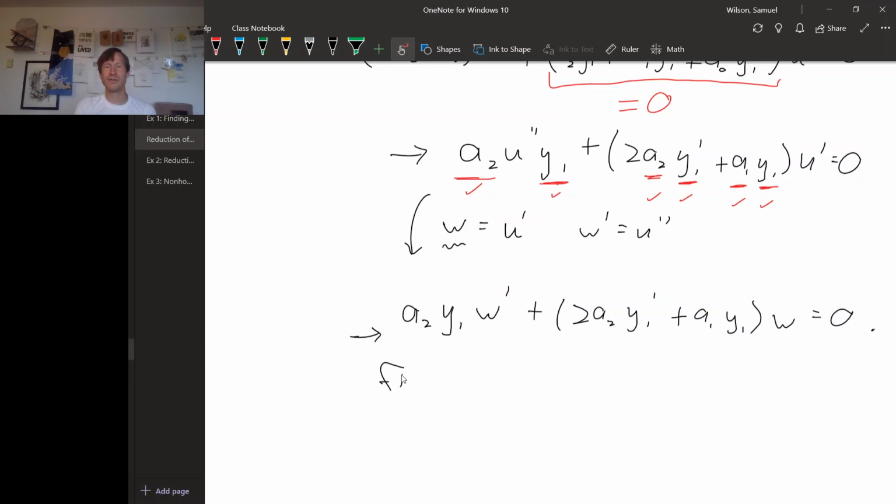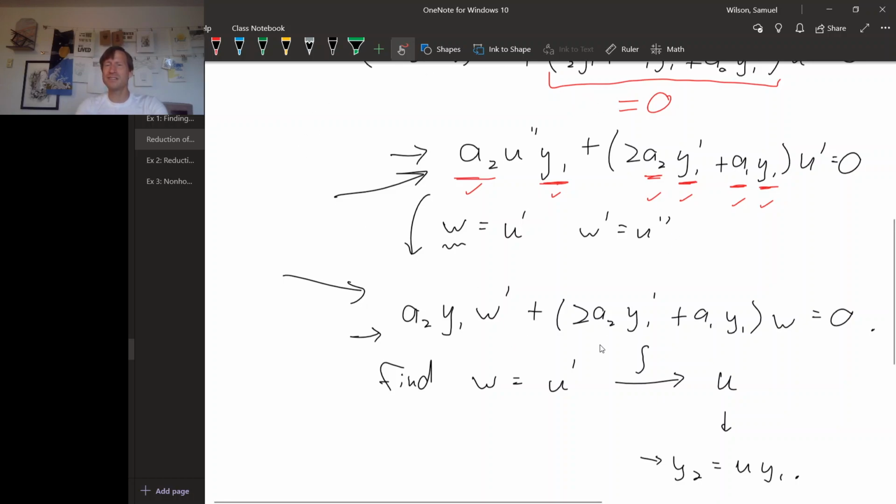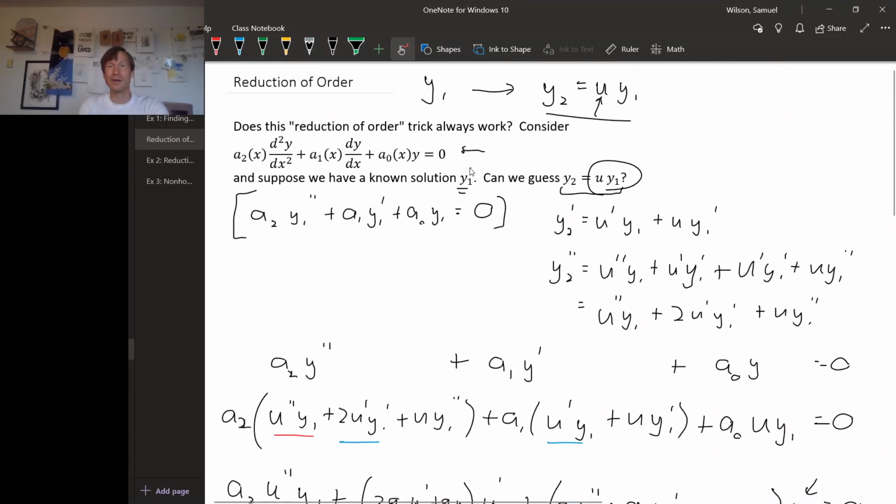So we'll be able to find w, but remember w is actually u prime, and then we can integrate to find u. And then, once we know u, y sub 2 is u times y sub 1. And so then we'll have a second solution to our differential equation. So I'm not suggesting that you should memorize this equation or that equation, but all of this is just to verify that if we do know a single solution, y1, to a homogeneous second-order linear differential equation, we will be able to find a second solution by doing this reduction of order trick.